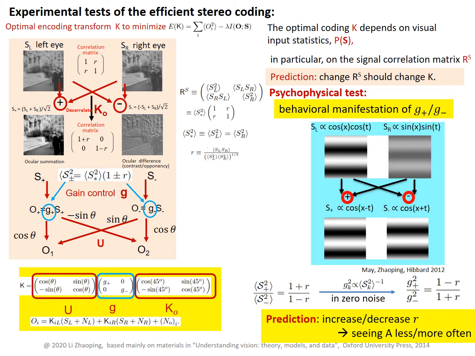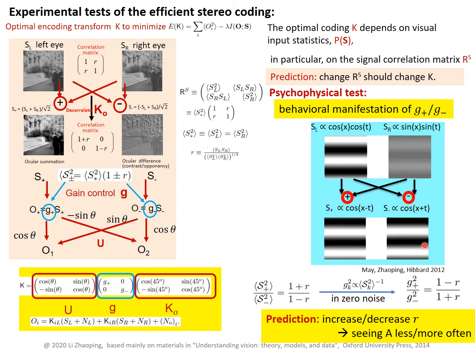Here's an example of such visual inputs. We put flashing gratings in the two eyes, and they differ from each other in their flashing temporally and spatially this way. So they differ temporally by 90 degrees in phase and spatially also by 90 degrees in phase. And this design is such that if you add these two gratings together, the summation signal is a grating drifting in one direction. And if you subtract these two gratings from each other, you will get a grating drifting in the other direction. Just look at that.